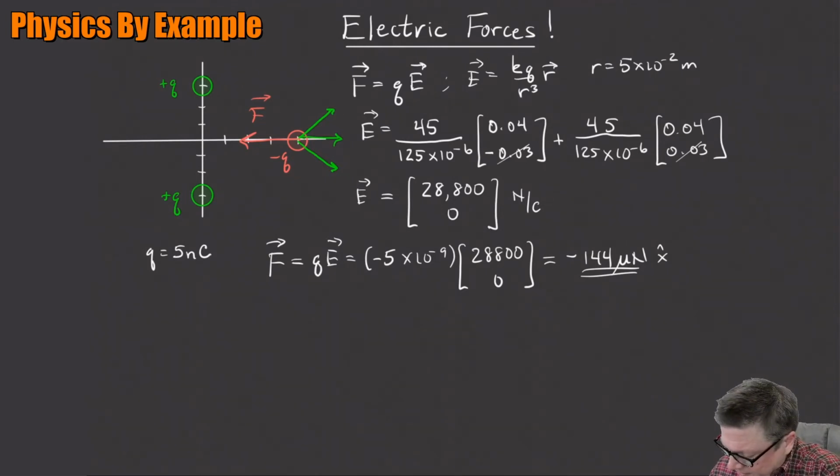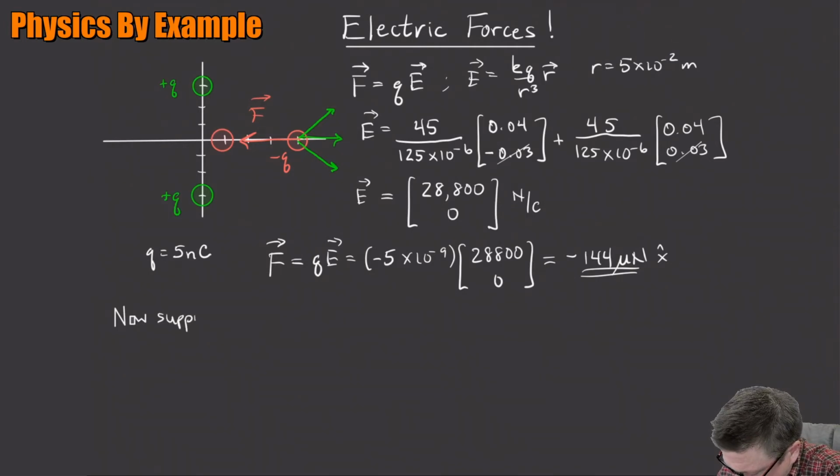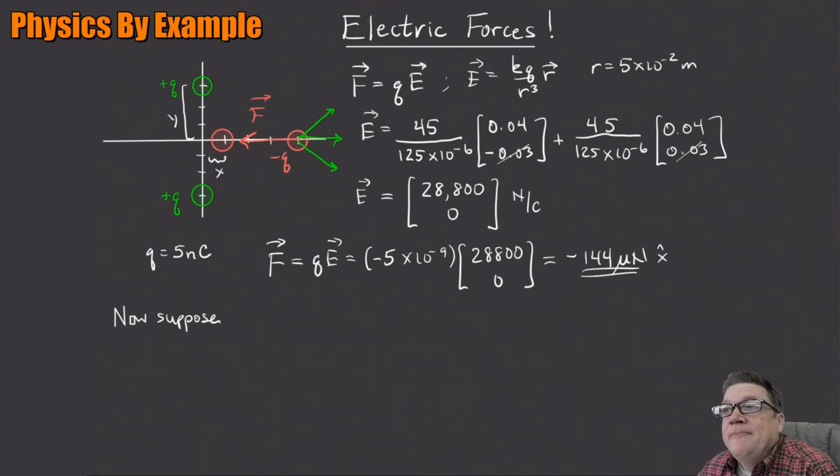Let's do this. Let's suppose that we have this thing and it's right there. Now suppose this distance is y, and that distance is x. So suppose that the positive charges are y away from the origin, and then the negative charge is x away from the origin. And suppose that y is lots bigger than x. So let's just move this negative charge close to the origin.